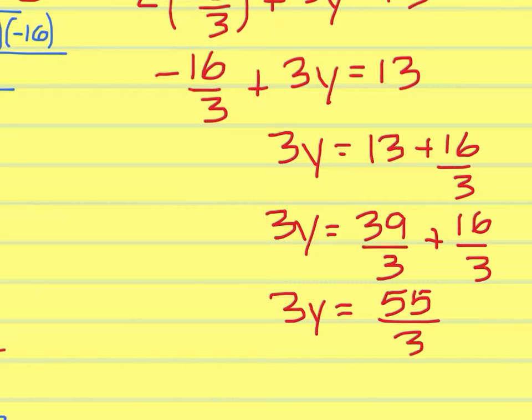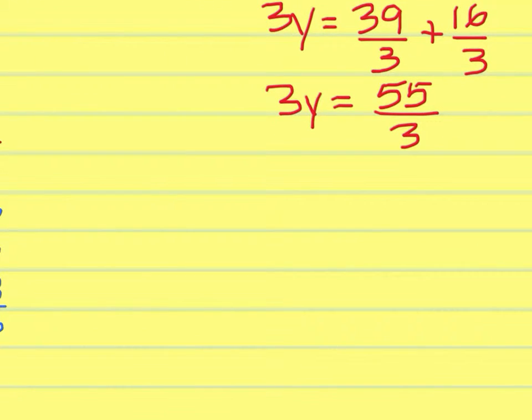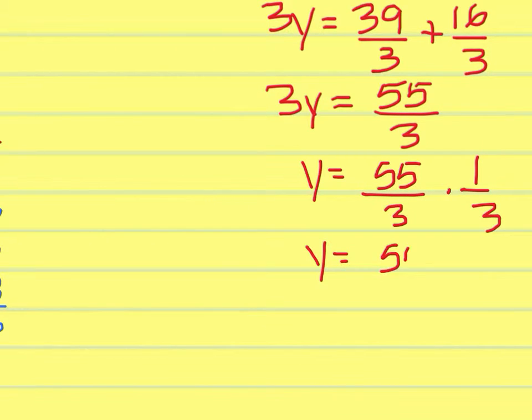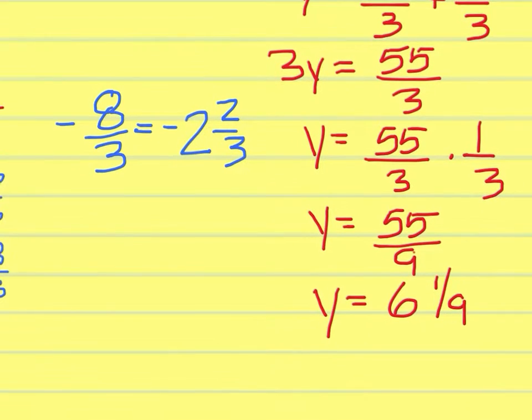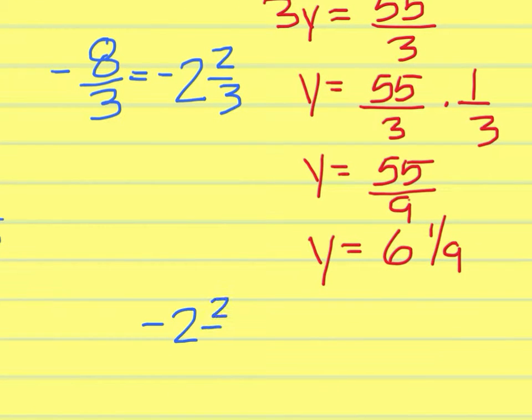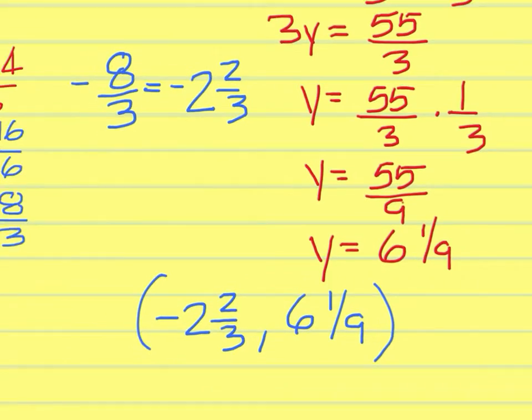55 over 3. You're going to divide the 55 over 3 by 3, and that's the same as multiplying by 1/3. 55 over 9 can be reduced or put into a mixed number. 9 into 55 is 6 times with 1 left over. So remember, we put in a -8 over 3, which is equivalent to -2 and 2/3. That's what we put in, and we came back with 6 and 1/9. So there are your two answers.